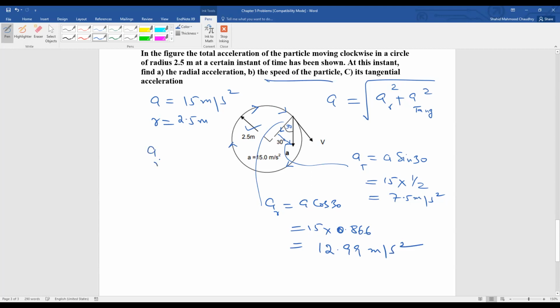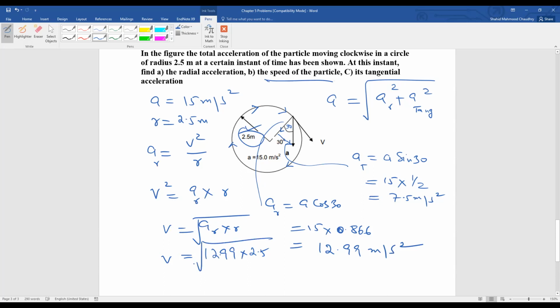AR is equal to V square over R. So V square is equal to AR multiplied by R, and V is equal to the square root of AR multiplied by R. AR is 12.99 multiplied by 2.5, which is given here. When you solve this, you will get a value around 5.69 meter per second. So this is the problem.